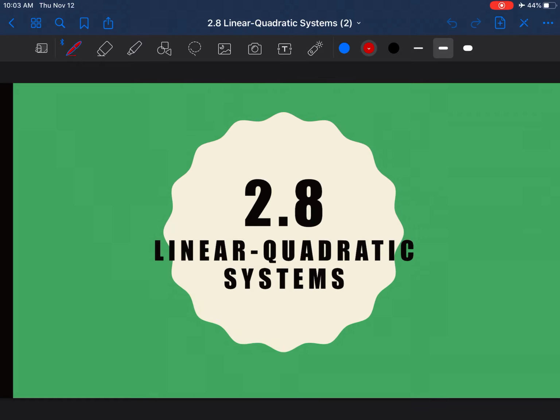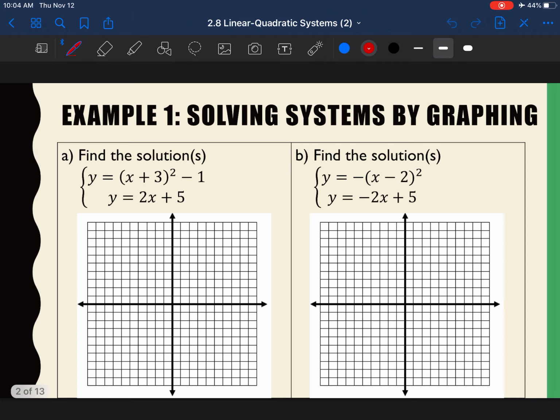Okay, so finally on the last section of notes for chapter 2, 2.8 is about linear quadratic systems of equations. A system is basically just two equations in one that you have to solve. So normally we just solve for x, but this time with a system you have to solve for x and y. A couple of different ways you could do that.